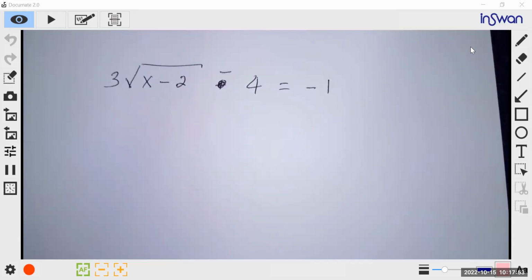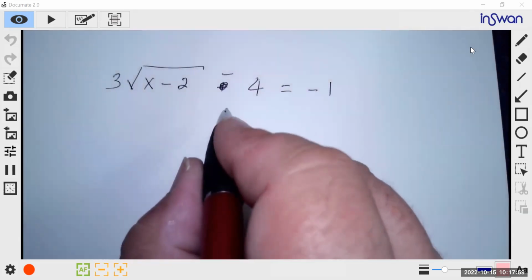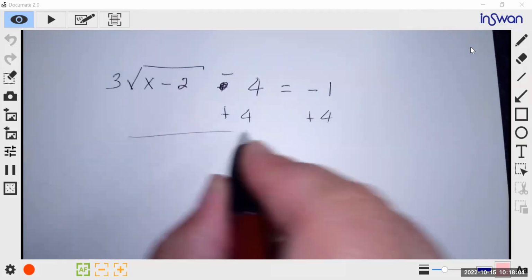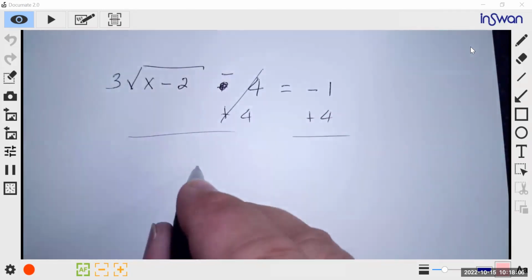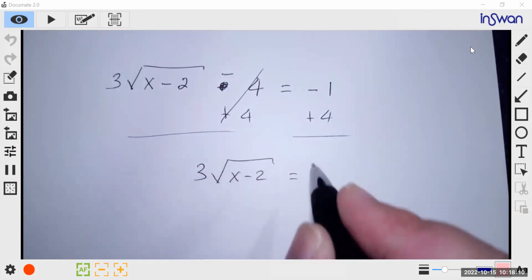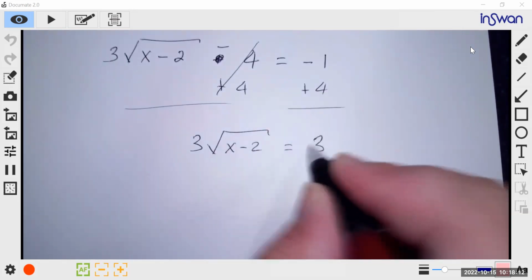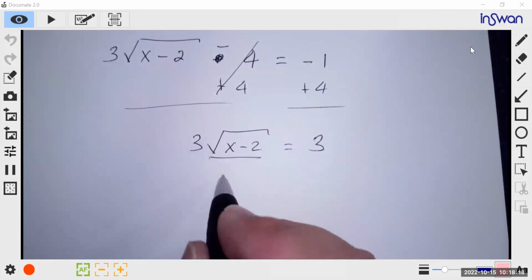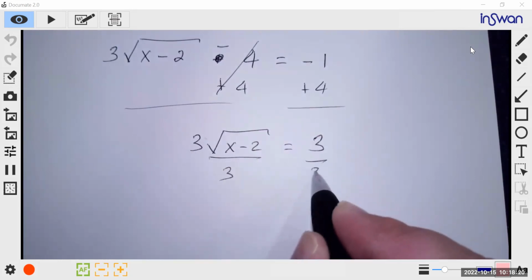First step. Get rid of the 4. How? Add 4 to both sides. 4 minus 1 is 3. Then what? Very good. Get rid of the coefficient. Divide both sides by 3.